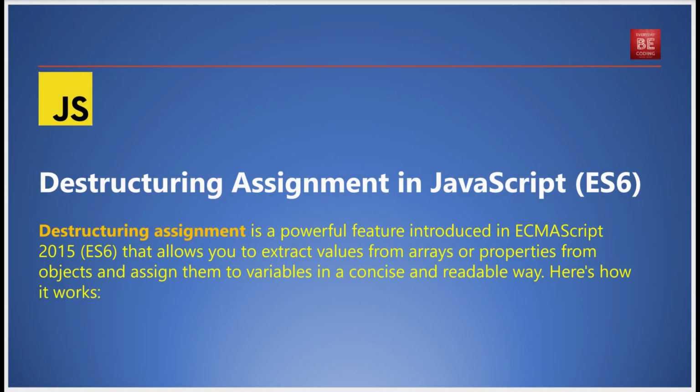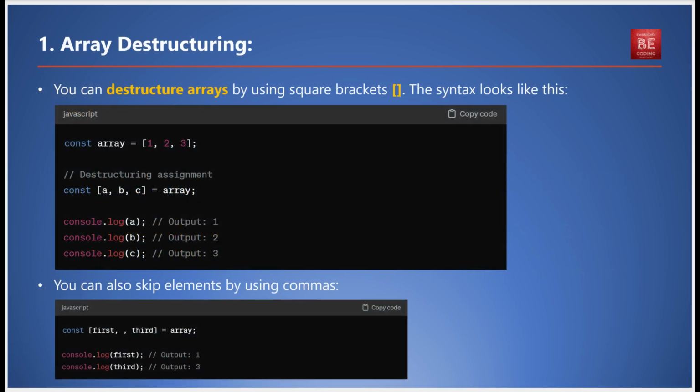Ever wondered how to make your JavaScript code more concise and readable? Destructuring assignment is a powerful feature introduced in ECMAScript 2015, also known as ES6, that allows you to extract values from arrays or properties from objects and assign them to variables. This makes your code more streamlined and, quite frankly, easier to understand. Let's dive into the different destructuring types, starting with array destructuring.